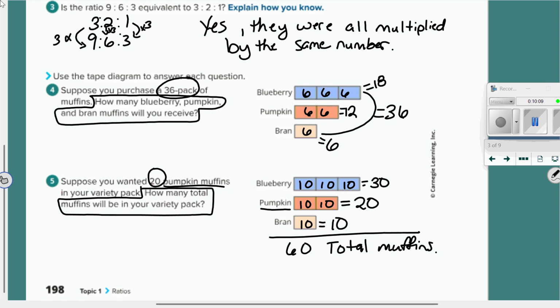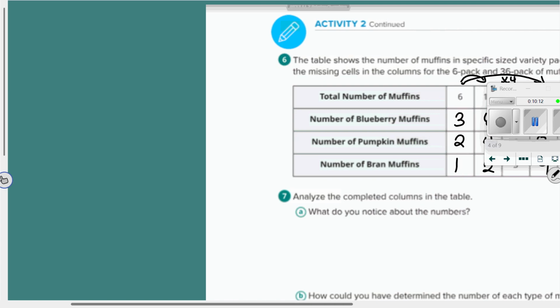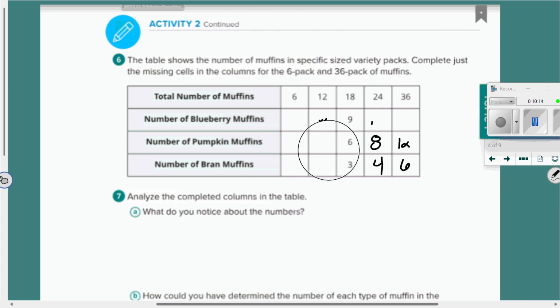All right, so we have been doing a lot of talking about equivalent ratios. So, it is your turn to make equivalent ratios using this table. 2 of them we have already done. We have done a 6-pack of muffins, and we have done a 36-pack of muffins. So if we look back, how many blueberry are in a 6-pack of muffins? 3. How many pumpkin? How many bran? How many blueberry are in a 36-pack of muffins? How many pumpkin and bran?